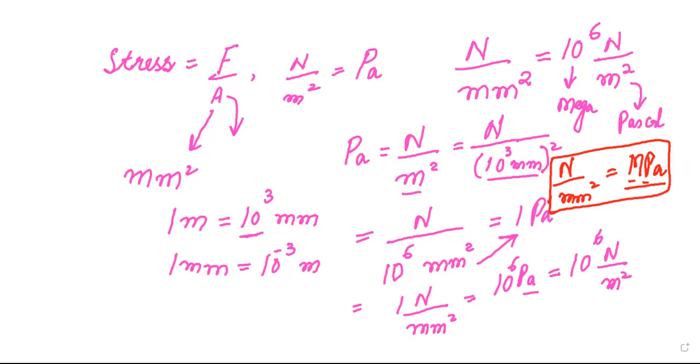Now we return back to what we have done. So we had a machine element. Let me redraw this.